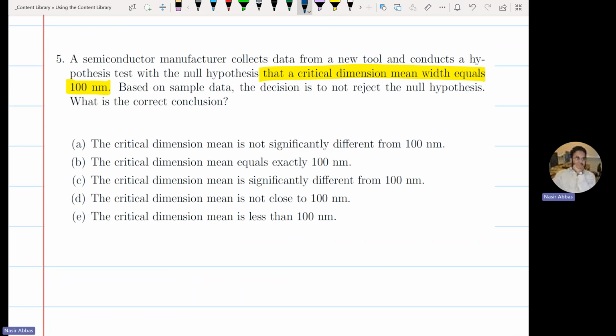Is it about mean or proportion? That's the first question you will ask yourself when you enter chapter 9. Is the question about mean or proportion? Mean. What is the null hypothesis? Mean is equal, less than equal, greater than equal.